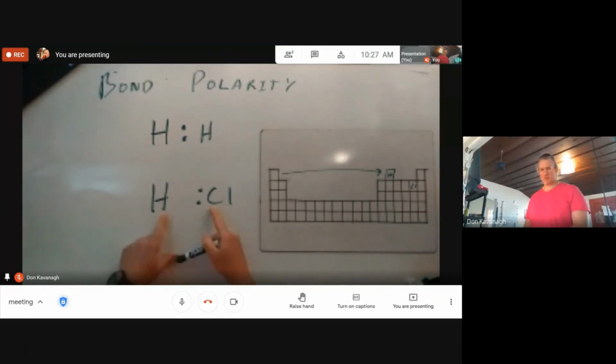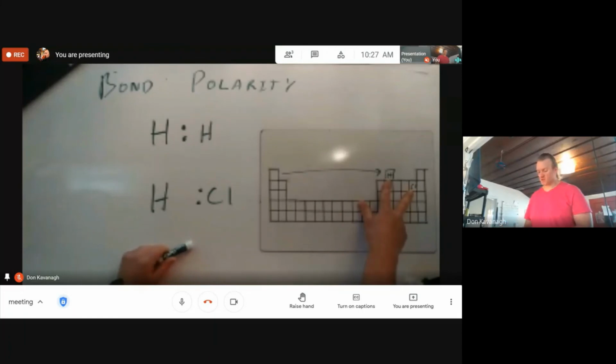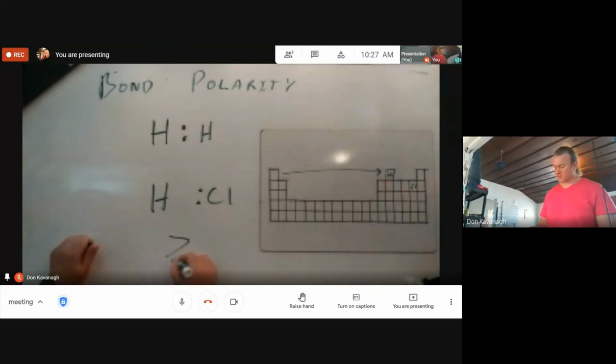So to determine whether a bond is polar or is weaker, or which element they're spending more time around, you look these numbers up, their electronegativity values, subtract them from one another, and if you get a difference greater than 0.4, we'd say it's a polar bond.